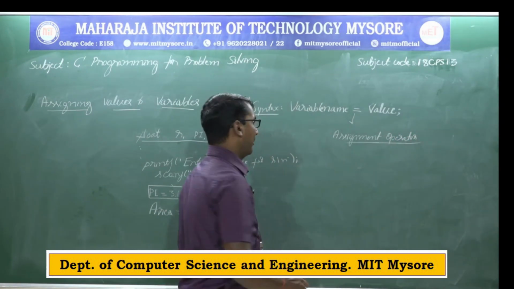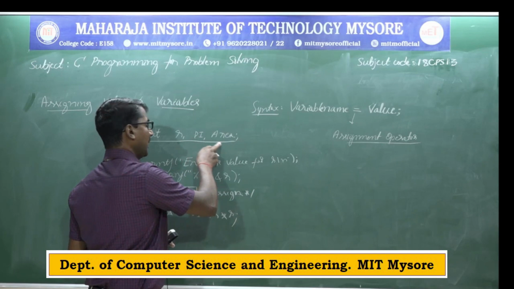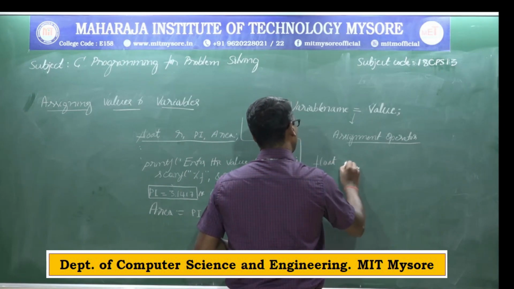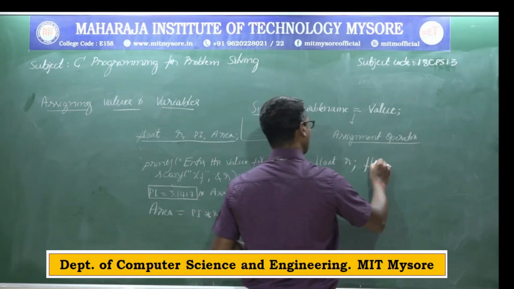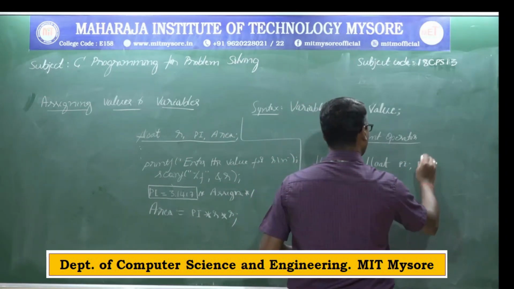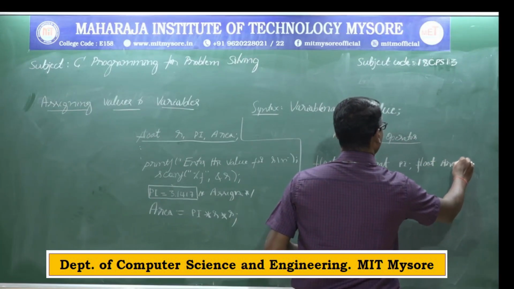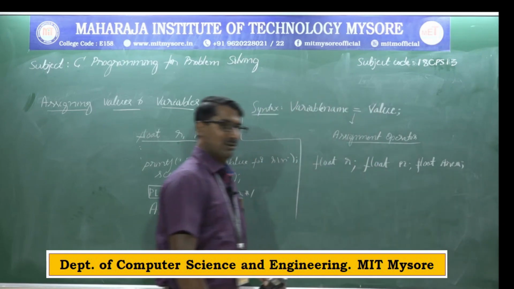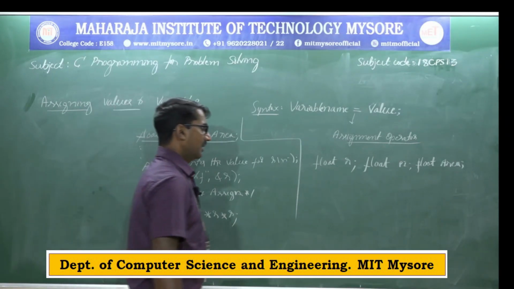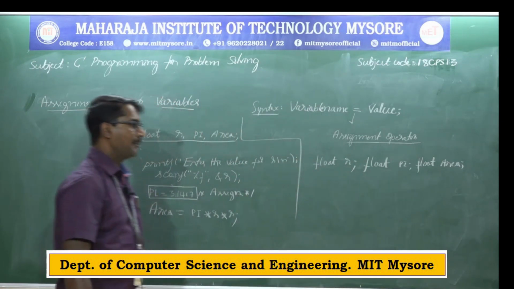Example, here we discuss float r, pi and area. So we can also write like this: float r; float pi; float area; this is also valid. We are writing three variable declarations in a single statement. The statements are separated by semicolon. This is also valid.